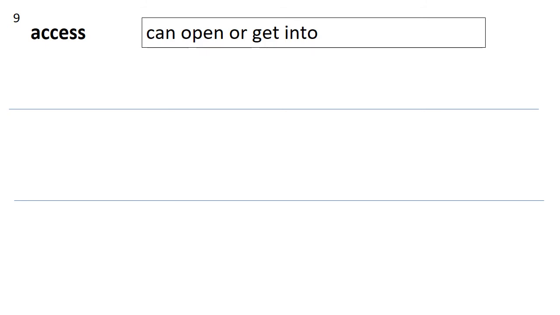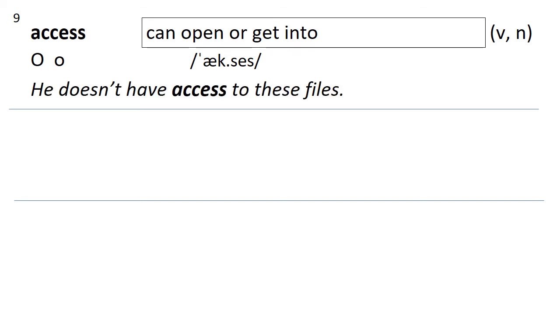Number 9, access. Access is something you can open or get into. It's a verb or a noun. How many syllables? Access. 2 stresses on the first. Access. He doesn't have access to these files.